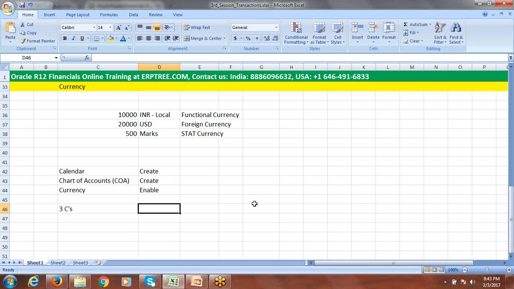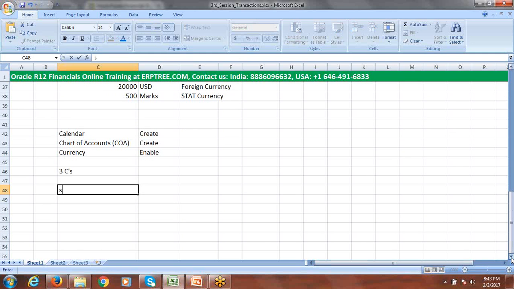Already we discussed one point. Other than GL, all applications we call as subledger applications. From an application point of view, we have a classification as subledger and general ledger. Examples of subledger applications: other than GL, all applications, say AP, AR, CM, FA, PO, OM, inventory. Other application is general ledger, GL.